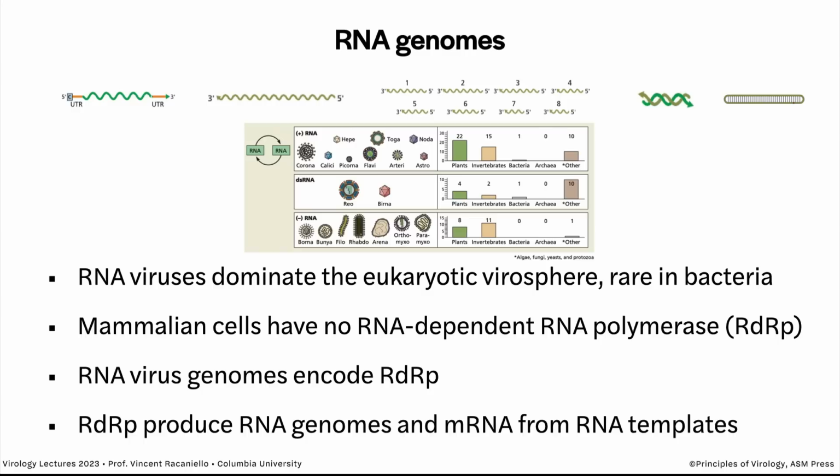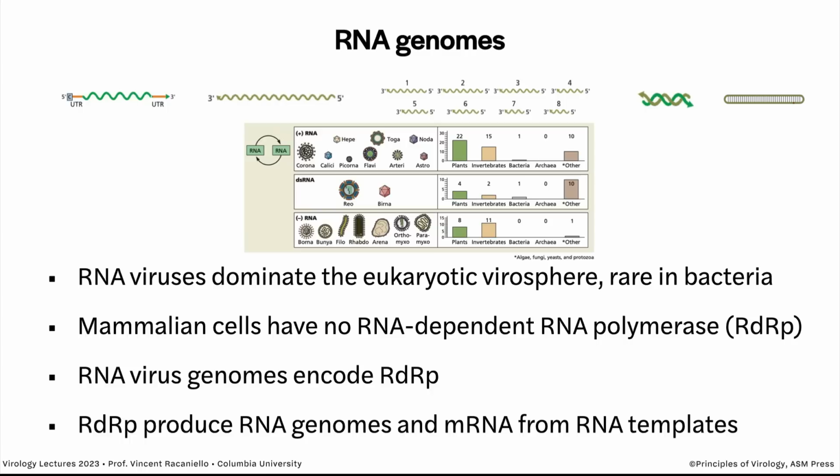And in contrast to DNA viruses, where some viral genomes are copied by cellular DNA polymerase, the consequence of that is that genomes of RNA viruses need to be copied by their own RNA polymerase. Most of them encode an RNA polymerase. There is one exception that we're going to talk about later.